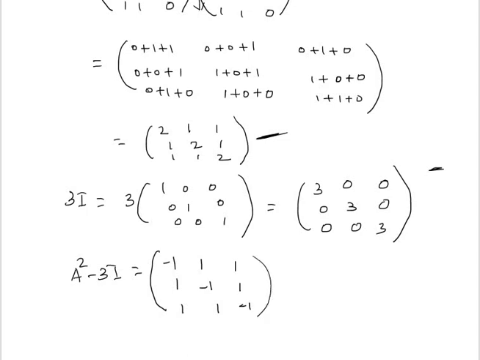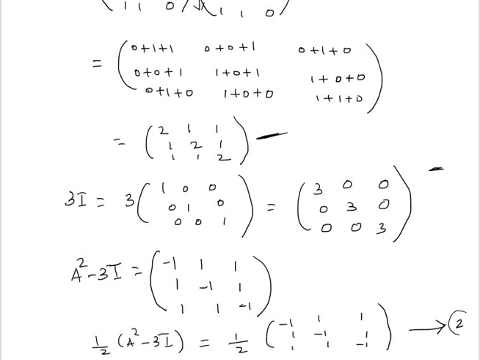Right. Now, actually 1 by 2 into A square minus 3I is our RHS. A square minus 3I we got already here. Therefore, 1 by 2 into minus 1, 1, 1; and 1, minus 1, 1; and this is 1, 1, minus 1. Right. This is our RHS.